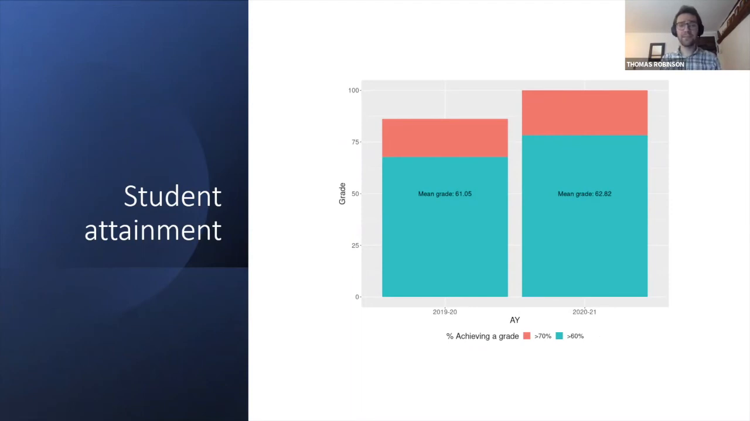How about student attainment? Well, again, this is just suggestive evidence. I'm not going to attribute this to mine and Adrian's efforts alone, but there is a slight increase in the average grade between the 2 years, going from an average of 61 to an average of about 63 between the 2 academic years.